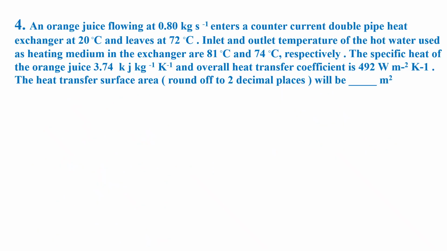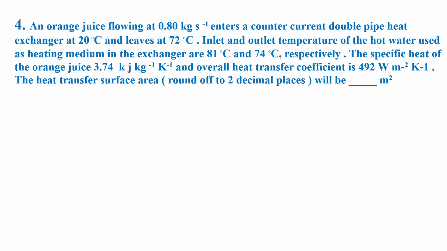Orange juice enters a counter current double pipe heat exchanger at 20 degrees Celsius and it leaves at 72 degrees Celsius. Inlet and outlet temperature of the hot water, which is used as a heating medium in the exchanger, are 81 degrees Celsius and 74 degrees Celsius respectively. The specific heat of the orange juice is 3.74 kJ per kg Kelvin and the overall heat transfer coefficient is 492 watt per meter square Kelvin. The heat transfer surface area, this we have to calculate.